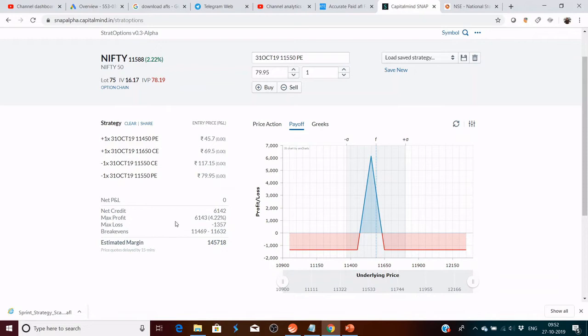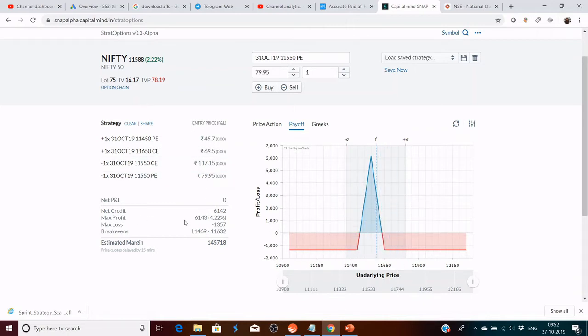Here you're getting a maximum profit of 6,143. That is when the Nifty remains in this range. So this is the profit you're going to get, 6,143. If the Nifty starts moving closer to your call side, 11,630 is the break even point. If it reaches 11,632, then you have to make an adjustment.